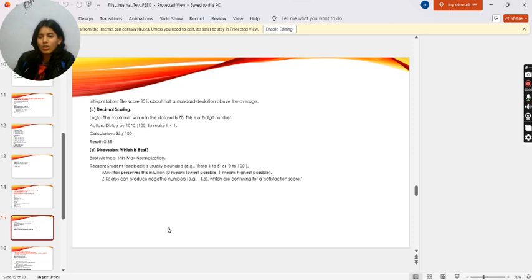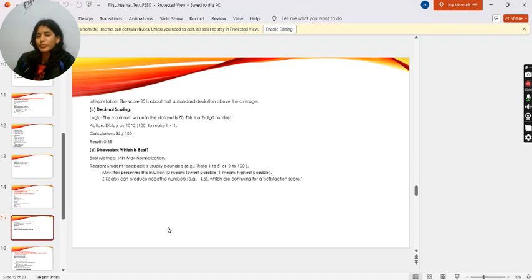Decimal scaling logic: the maximum value in the dataset is 70. This is a 2-digit number, so we will divide by 10 to the power 2, that is 100, to make it less than 1. Calculation: 35 by 100, result will be 0.35.